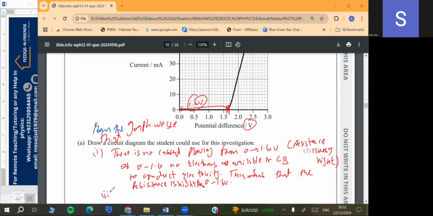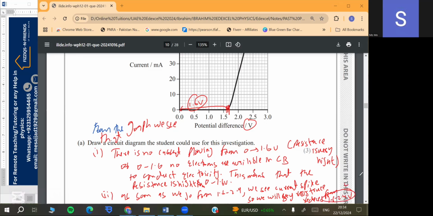And second point, as soon as we go from 1.6 to 2.4 volts, we see a current spike, which means all the electrons have jumped from the valence band to the conduction band, and therefore the conduction has started massively. Okay, so it means the resistance has now been reduced. So we will say resistance reduces from 1.6 to 2.4 volts.